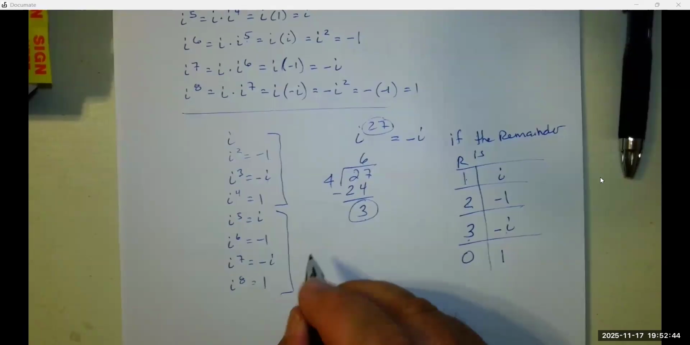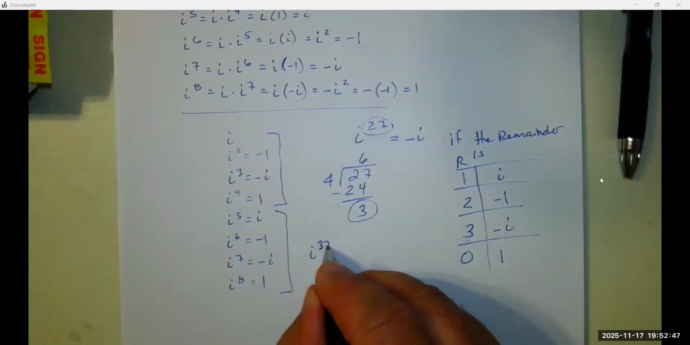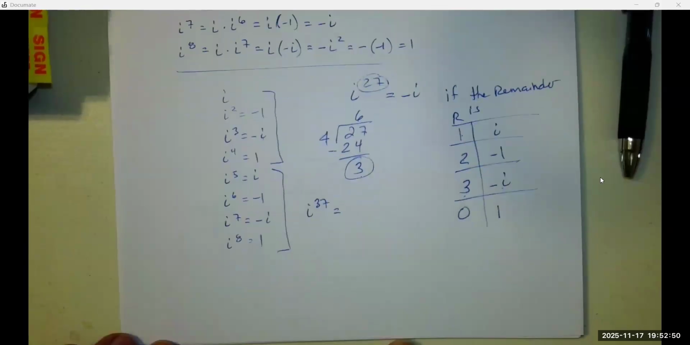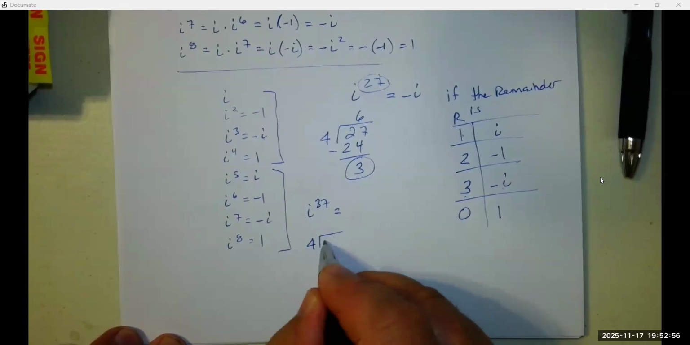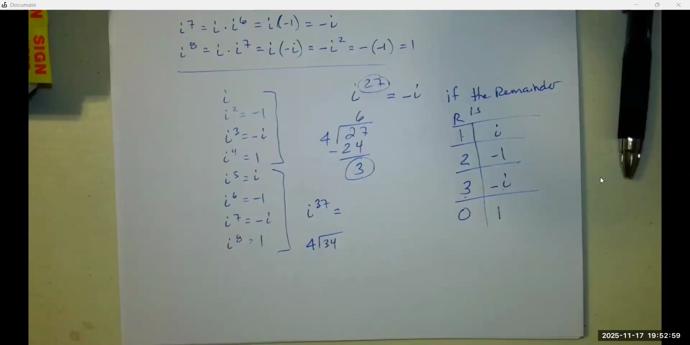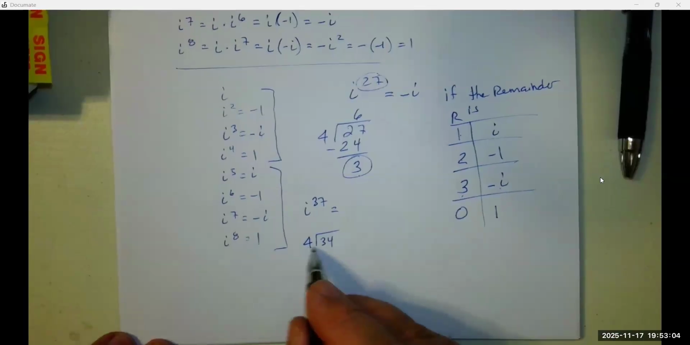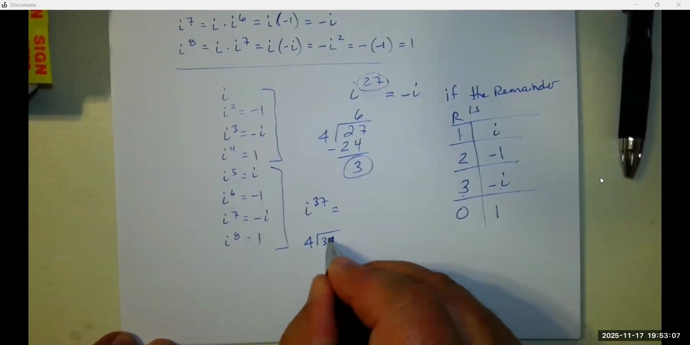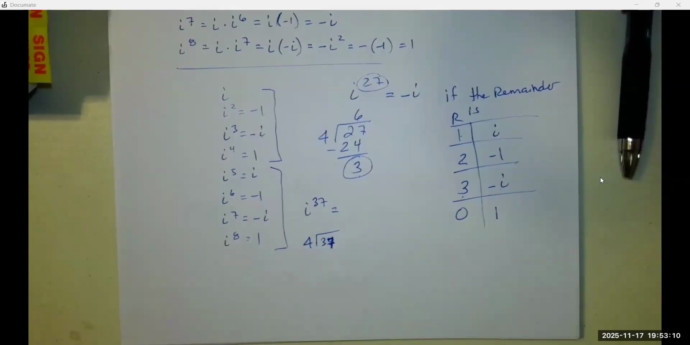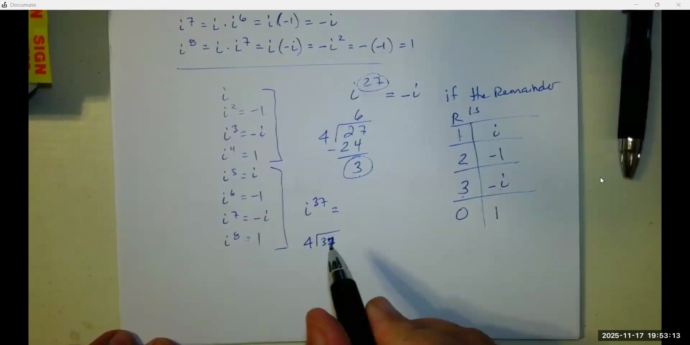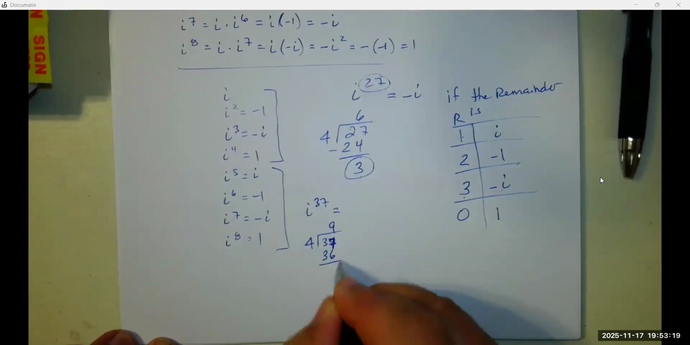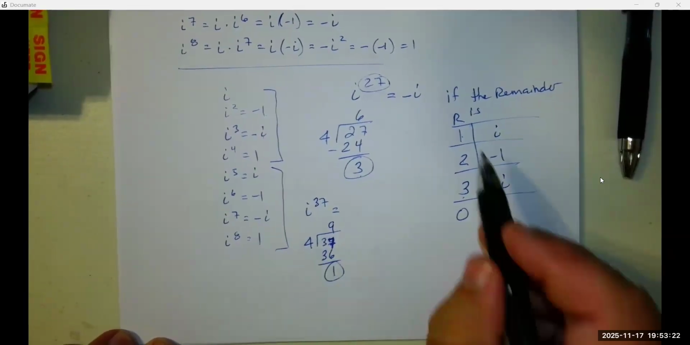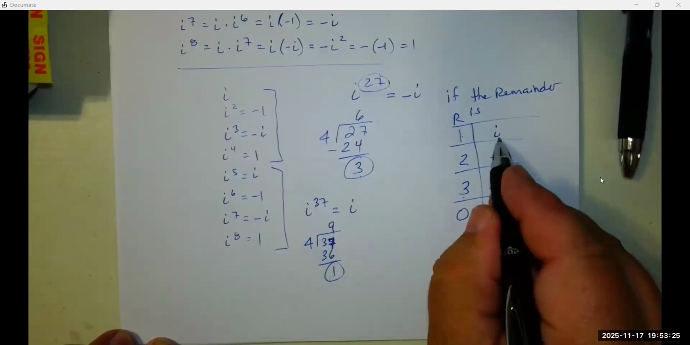So how about this next one on the examples? i to the 37. Again, take the exponent, divide it by 4. How many times does 4 fit into 37? Well, let's see. 9 times 4 is 36. So a remainder of 1. Since the remainder is 1, this one is the same thing as i.